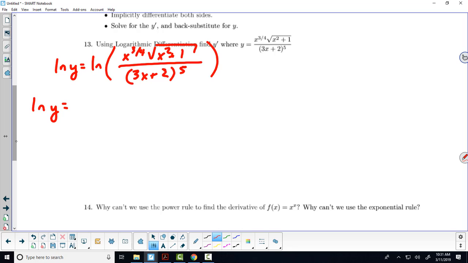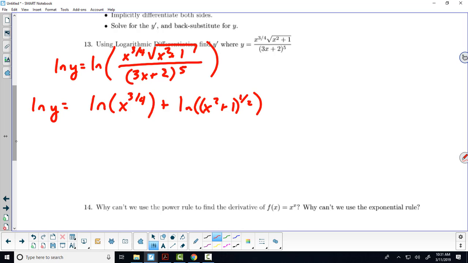So I could write this, and don't write this just yet. I could write the first term as the natural log of x to the 3/4 power, plus the natural log of x squared plus 1 all to the 1/2 power. True? Does everyone see what I just did? I haven't written the bottom part yet. I haven't gotten there yet. Okay?